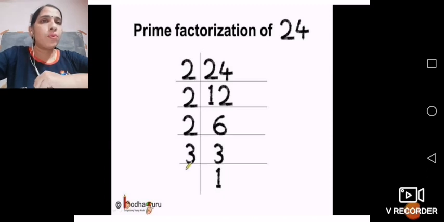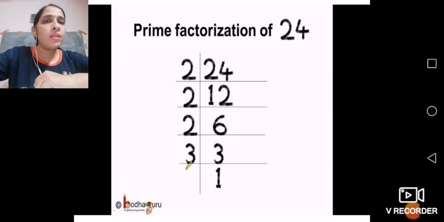Now, 24 is divisible by 2. So first we will divide it by 2. Then what will we get? Yes, we will get 12. Then 12 again has a factor 2, so we divide 12 by 2 again. 2 sixes are 12. Then again we will divide 6 by 2, and we will get 3.